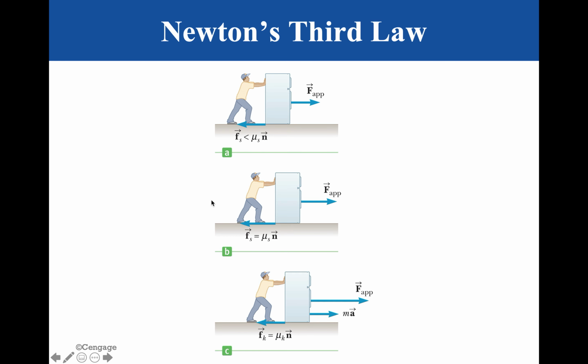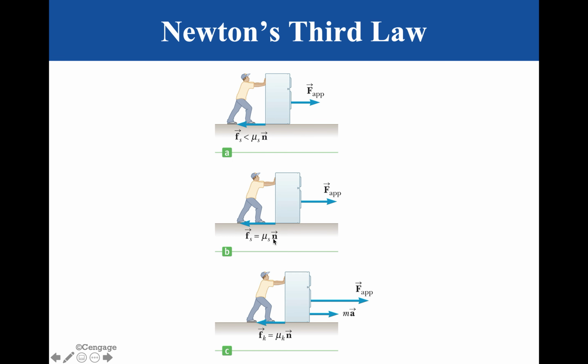Okay? So here's someone pushing on a refrigerator. He pushes a little bit. The applied force is equal to the static friction force, which is less than the maximum static friction force, which is mu s times the normal force. He pushes a little harder, not hard enough. The static friction force can still meet this force. This is the maximum static friction force, because a little bit more and it's going to slide, and that equals mu s times the normal force.